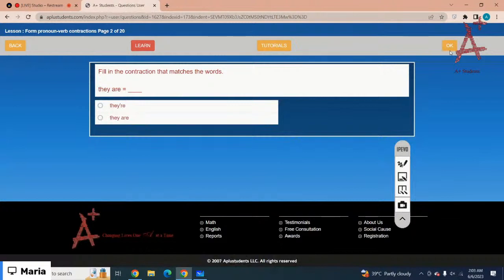Okay, fill in the contraction that matches the words they are. So which is the correct option, option 1 or option 2? You can write it as option number 1. You skip a and you put an apostrophe there. Got it? Okay, the correct option is option number 1.